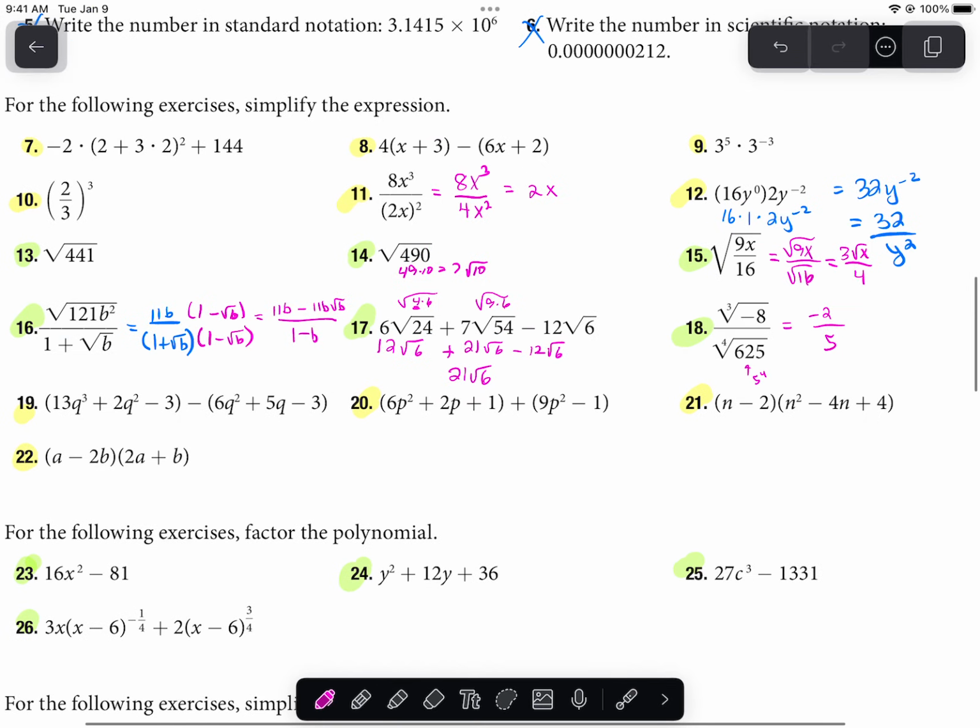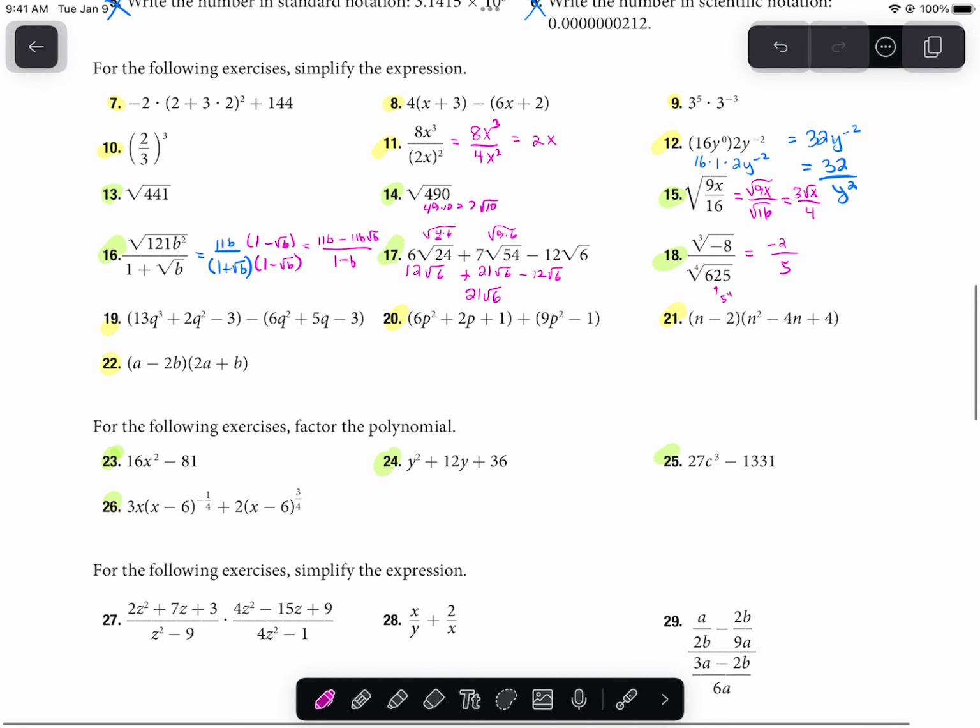So any questions now about the radical section? Are we okay there? Okay. I think for 19 through 22, you probably got those okay, I would assume. I want to take the time to focus on 23 through 26. Okay.